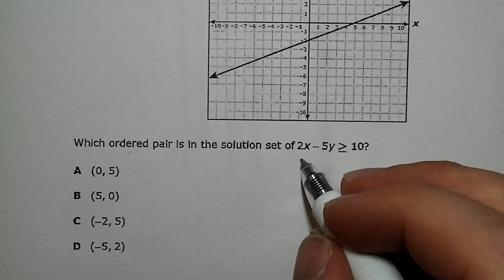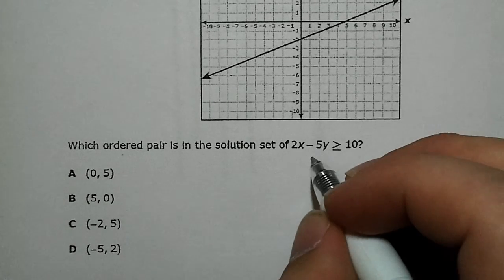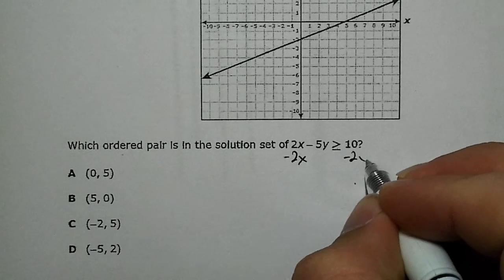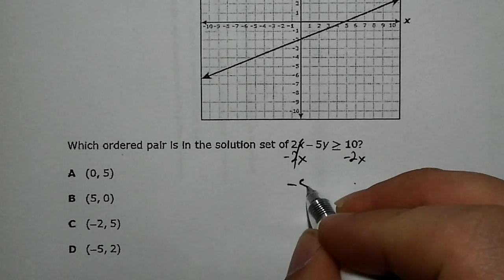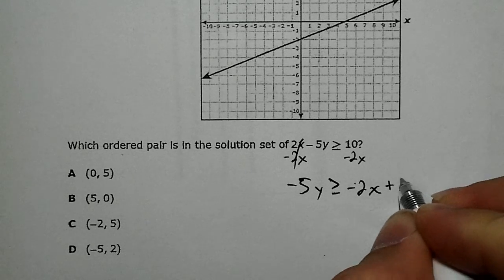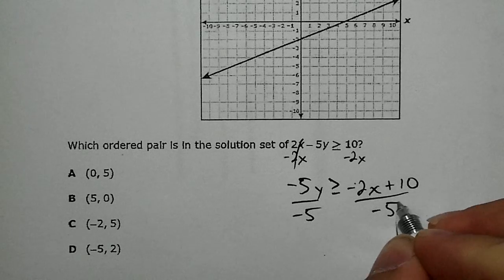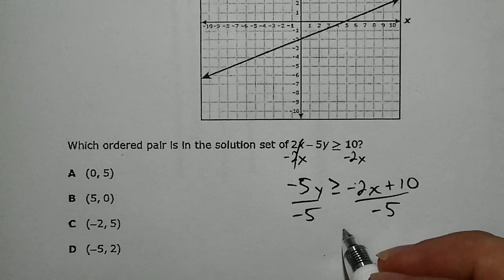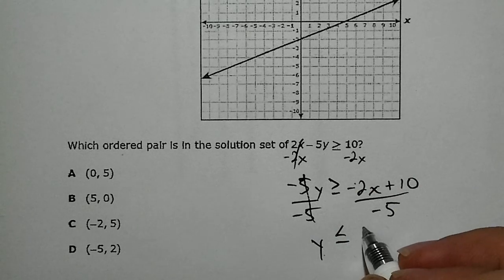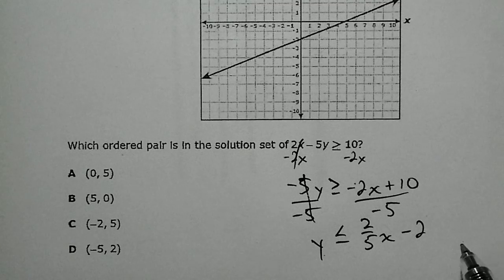So, let's change this into y equals. So I'm going to move my x. Those cancel, bring everything down. Divide by y, so divide by -5. And whenever you multiply or divide by a negative, that symbol will flip. So I flip my symbol. Y is less than or equal to 2/5 x minus 2.